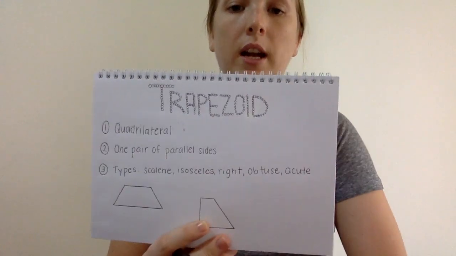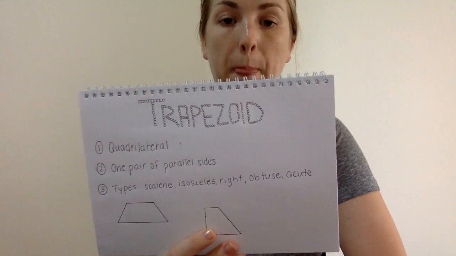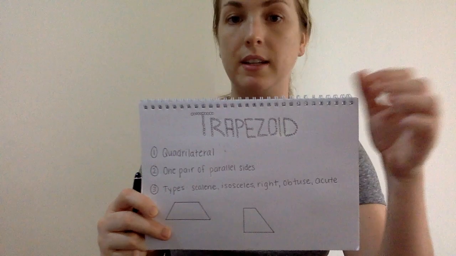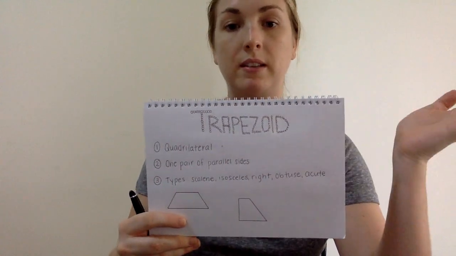All right, moving on to trapezoid. A trapezoid is also a quadrilateral, but it only has one pair of parallel sides. When you look on the internet, some sources might say that a trapezoid has at least one pair of parallel sides. That's a different definition. We're going with the definition that a trapezoid has one pair of parallel sides. So if you see that, that's the reason.